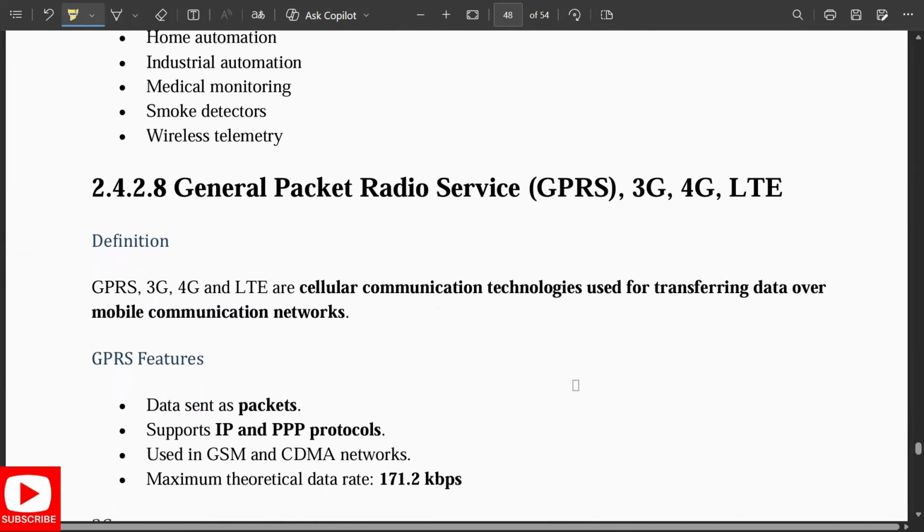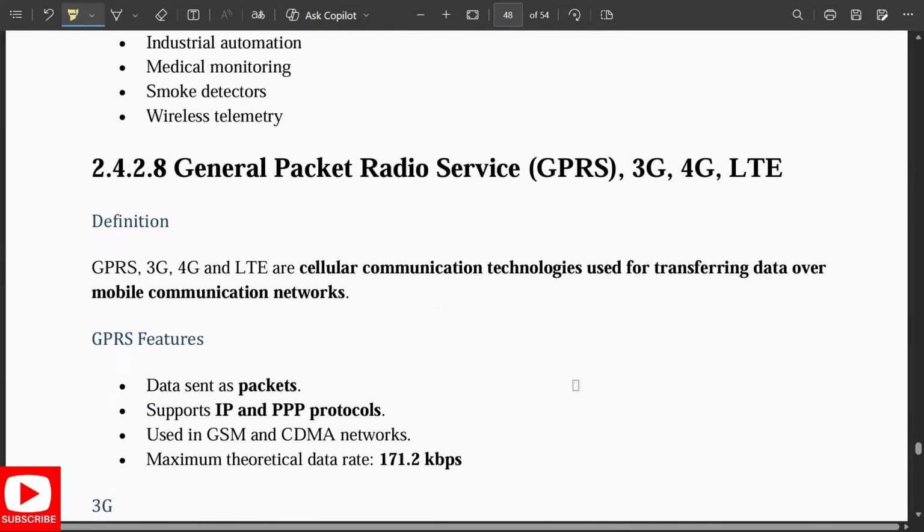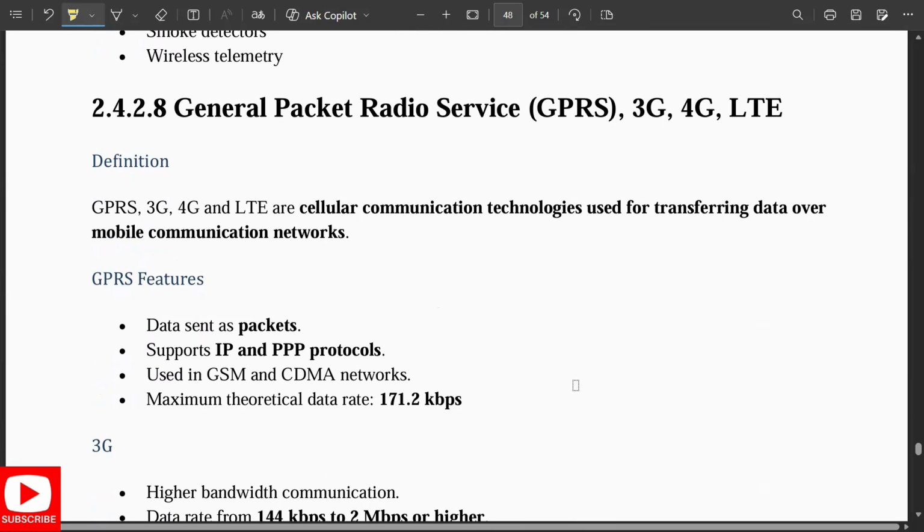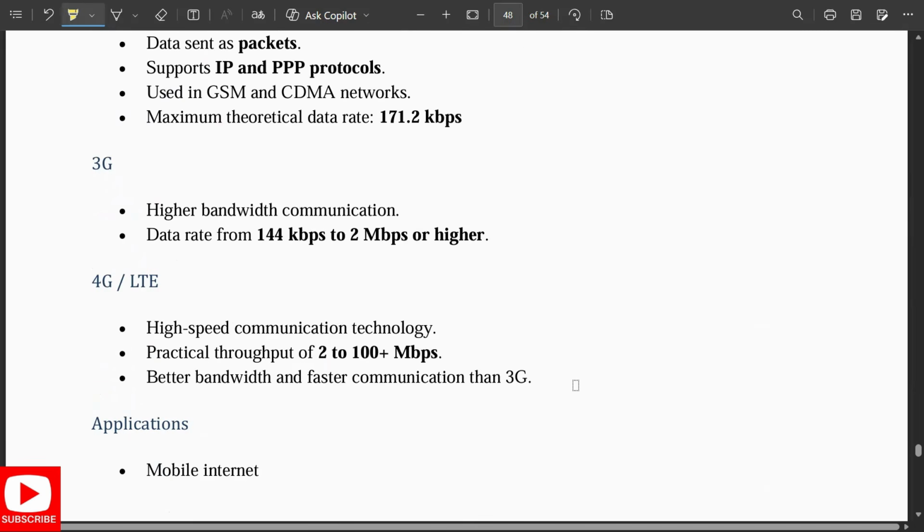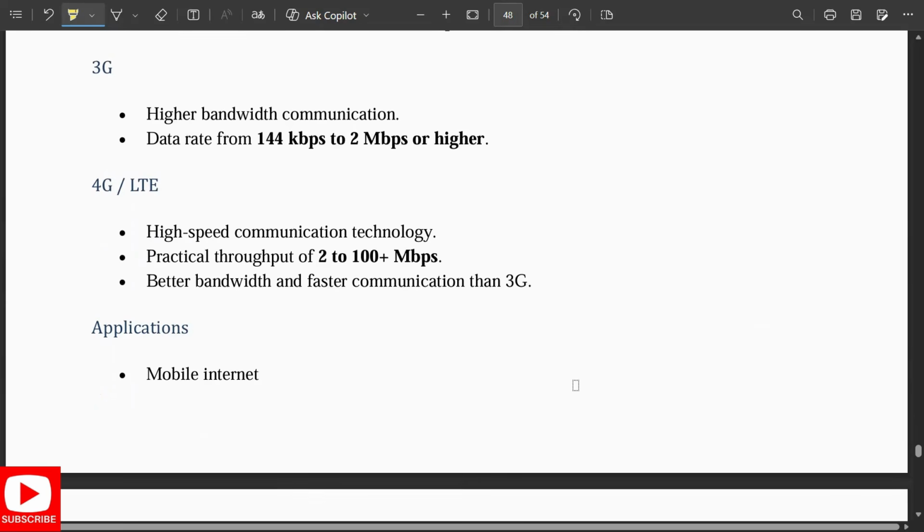Next comes General Packet Radio Service, that is GPRS, 3G, 4G, or LTE. They are all cellular communication technologies used for transmitting data over mobile communication networks. Data is sent as packets, and it supports the IP and PPP protocols used in GSM and CDMA networks. The maximum theoretical data rate is 171.2 kbps. We have 3G, which is a higher band communication, and 4G or LTE, which is a high speed communication technology.